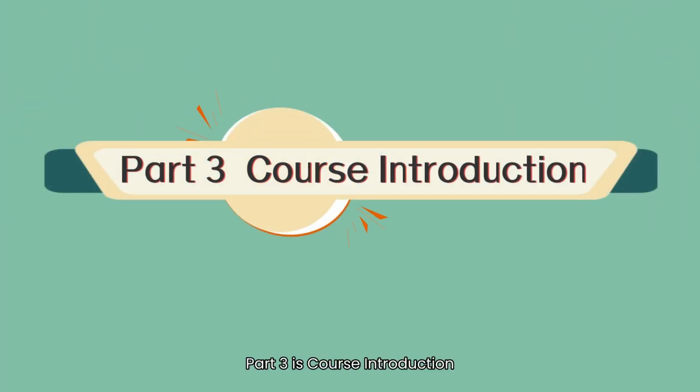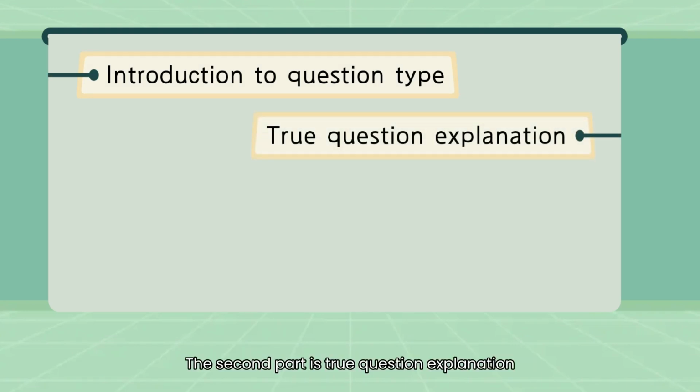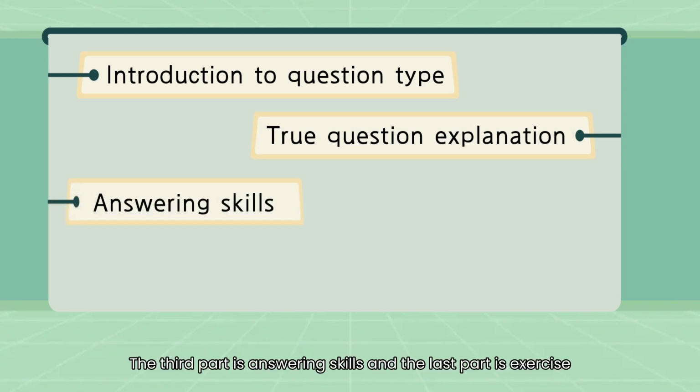Part 3 is course introduction. HSK 3 course has 10 classes. Every class has 4 parts. The first part is introduction to question type. The second part is true question explanation. The third part is answering skills. And the last part is exercise.